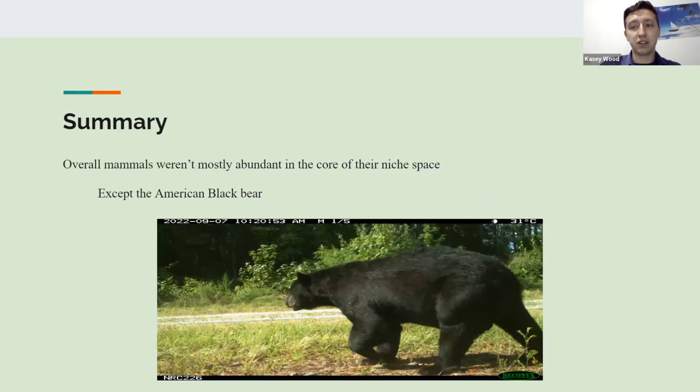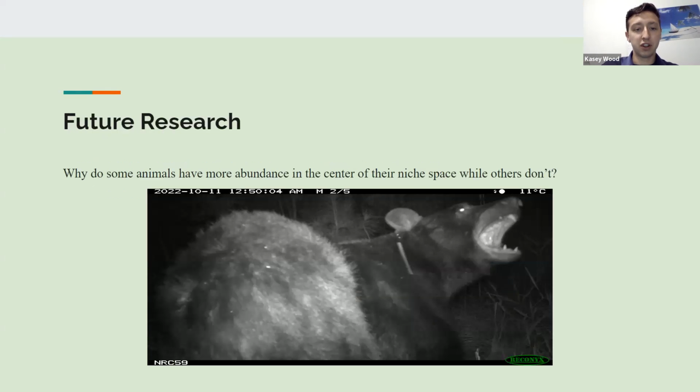And the thing is that most of them weren't. Most of them weren't abundant in their core or periphery. They were just abundant everywhere, except for the American black bear. Why? Why the American black bear? Well, it could be some interesting new research. Why is it the American black bear chose this?